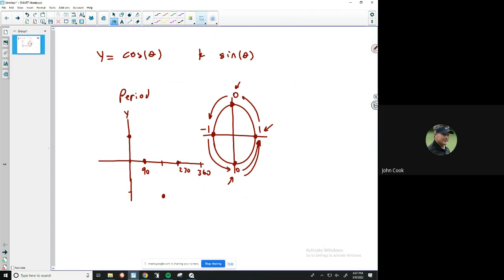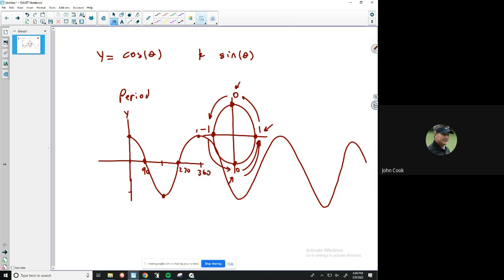It basically goes in this pattern, and it keeps repeating itself over and over again. It's 1 and then 0, and then it goes down to -1, and then back up to 0, and then back up to 1, and so on. It just has this repeating pattern over and over again.